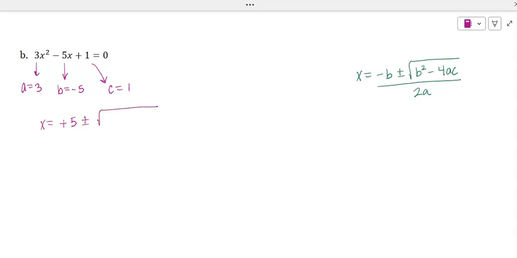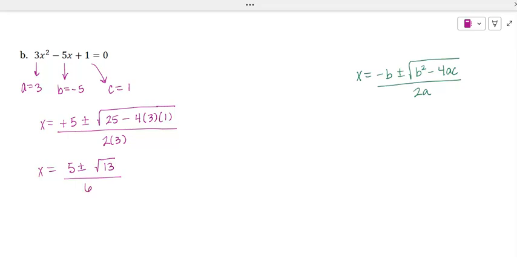When you square b, negative 5 times negative 5 is a positive 25. You should always get a positive number in this first space for the b squared. Minus 4 times a, which is 3, times c, which is 1, and then that whole thing divided by 2 times a, or 2 times 3. Let's see, underneath the square root, we've got 25 minus 12, which is 13. And then the whole thing over 6.